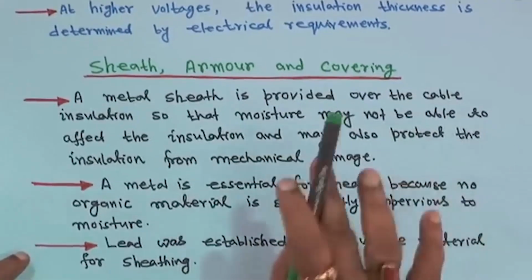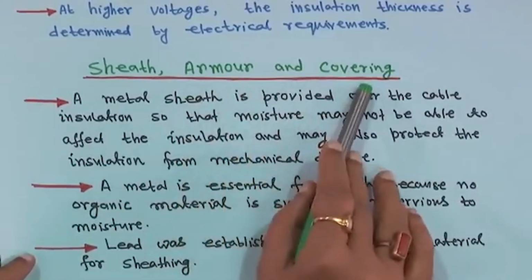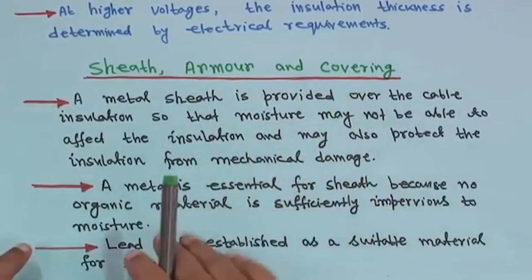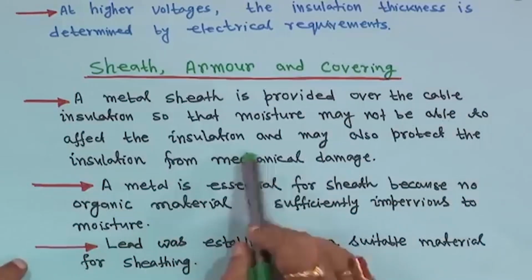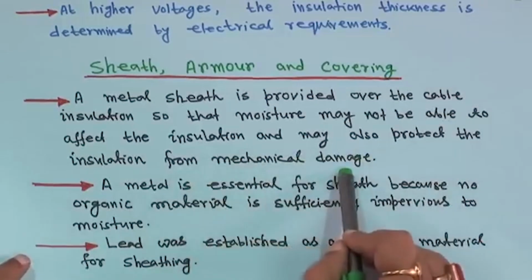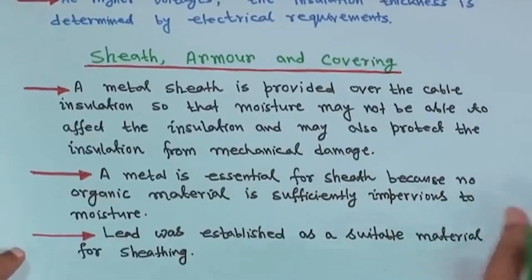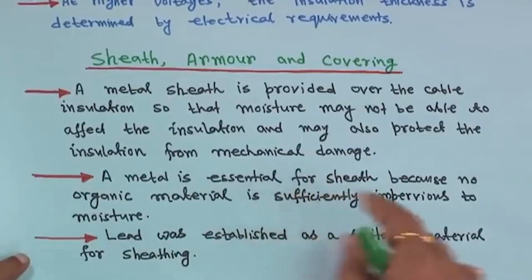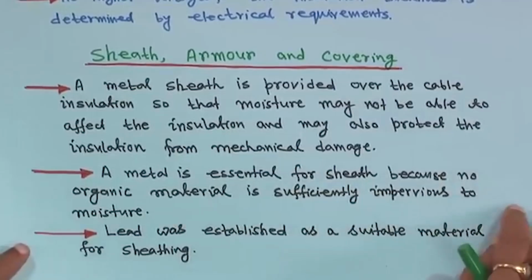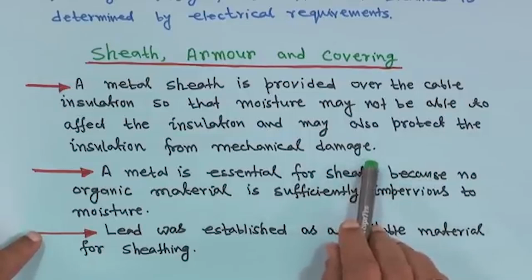Next one is a diagram, I will come to it later. Next is sheath, armor and covering. So, generally a metal sheath is provided over the cable insulation, so that moisture may not be able to affect the insulation and it also protects the insulation from mechanical damage. First the conductor insulation and then the metal sheath is provided. What the metal sheath is, we will see later, right.